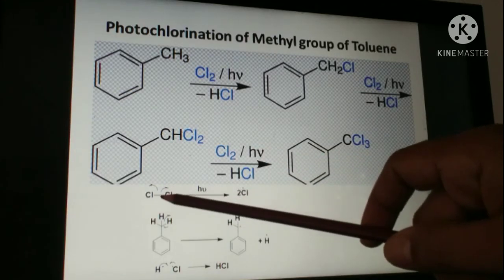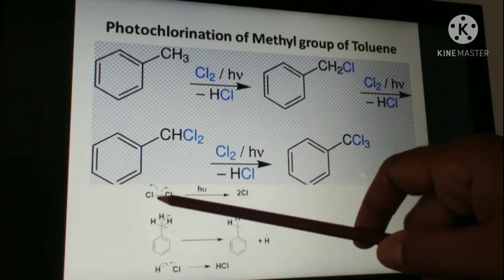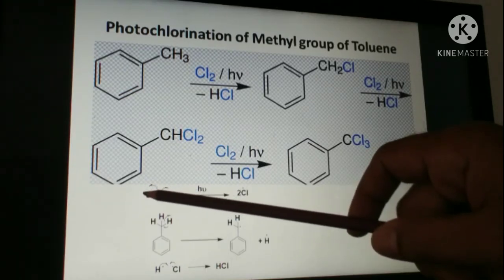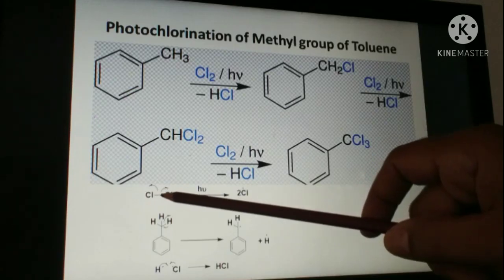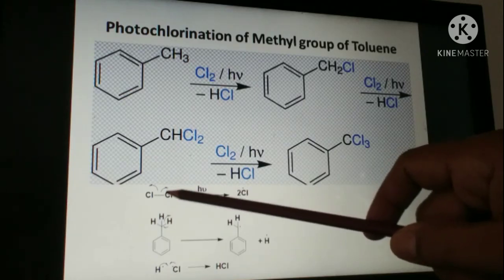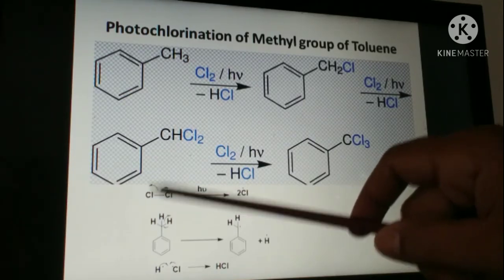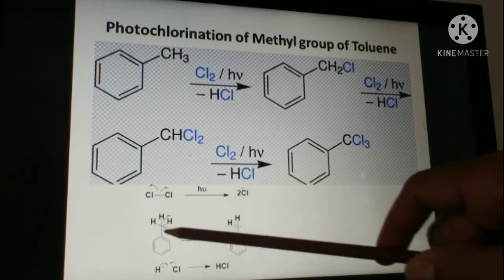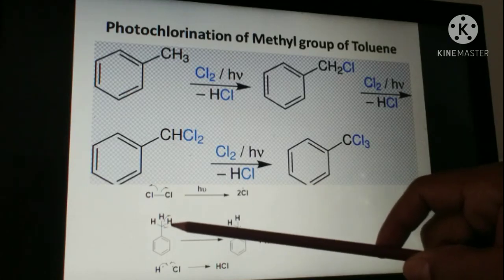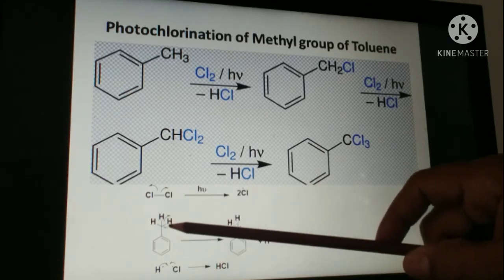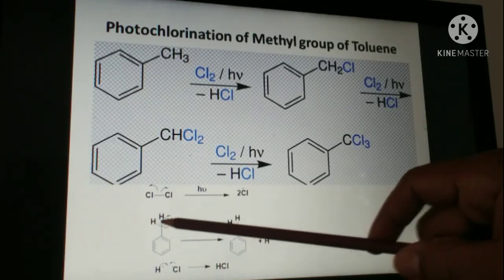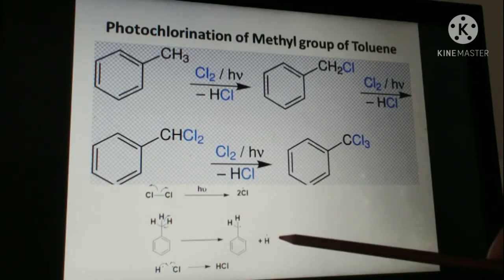So this is how we use the half arrow to show the cleavage of this single covalent bond between the chlorine molecules. So when these two chlorine atoms have a single covalent bond, we show this as a homolytic cleavage with half arrows. One electron is shifted here and the other electron is shifted here to produce these two chloride radicals. And then in this toluene, the single covalent bond between this carbon and hydrogen is cleaved homolytically. So one electron is shifted onto this hydrogen and the other electron is shifted onto this carbon to produce this methylene radical and this hydrogen radical.